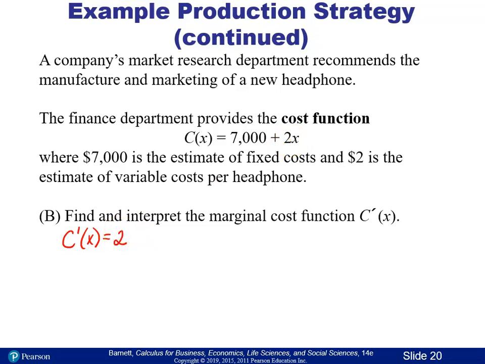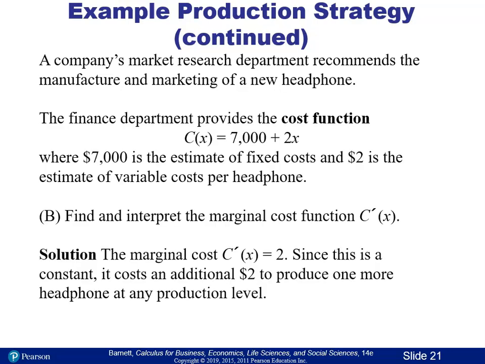Okay, so what we see is that the marginal cost is 2 regardless of what the x is, because it stays constant. So as far as interpreting it, like we said, the marginal cost is 2, so it's a constant, so it costs an additional $2 to produce one more headphone at any production level. So basically, if I was producing 10 or 100 or 1,000 or even up to 10,000, the additional cost is just going to be $2. So it's not really based upon the number of items being produced when it's a constant like that.